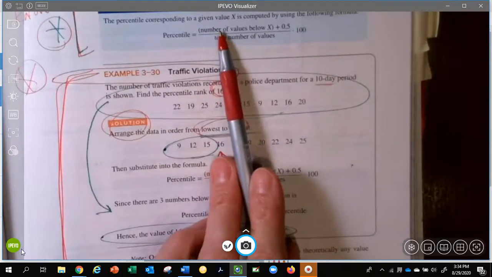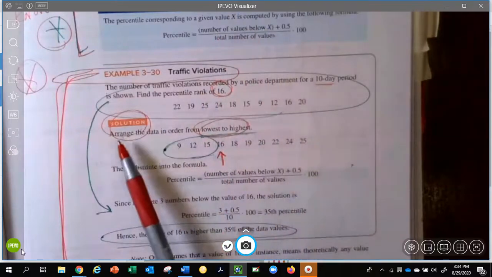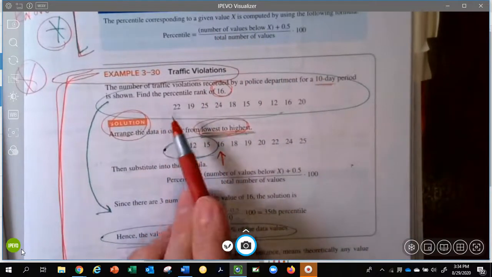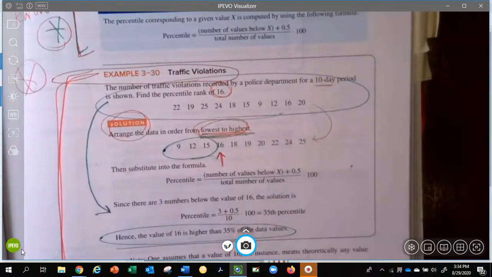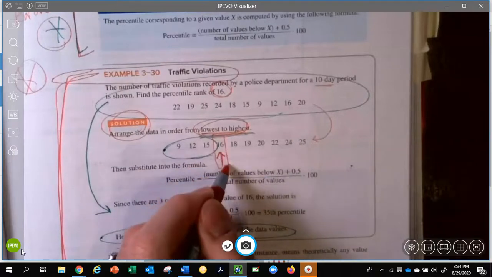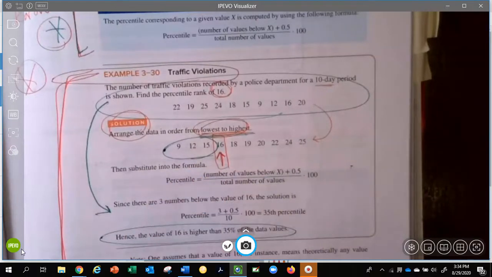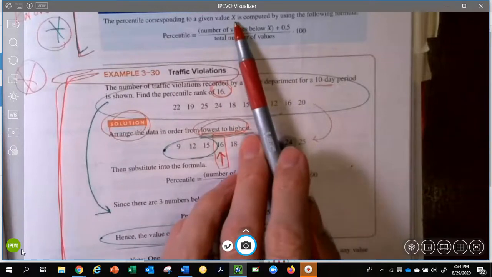Well, since we have to know the number of values below, we need to go ahead and arrange this whole list. This list here is now arranged from least to greatest, like we do for median. Then we're going to really hone in on, here's our 16. That's the value that we're looking at. That is the x value.